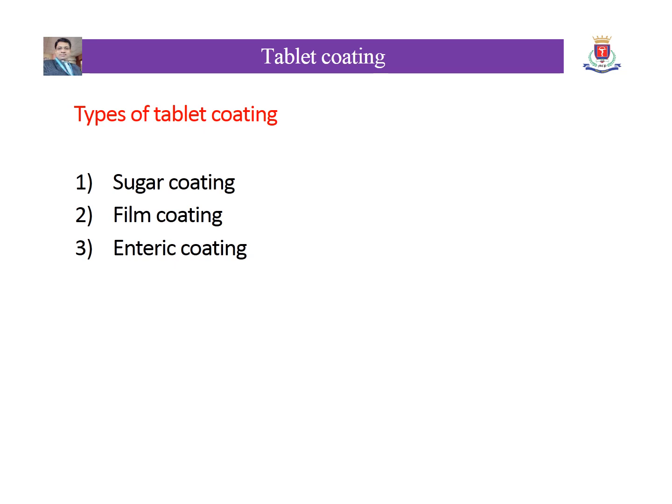The third type is enteric coating, in which an enteric coating polymer solution is applied on the tablet surface. If you see the difference between sugar coating and film coating or enteric coating, then it is observed that in sugar coating there is a maximum weight gain by the tablet. However, in case of film coating and enteric coating, the weight gain is minimum.